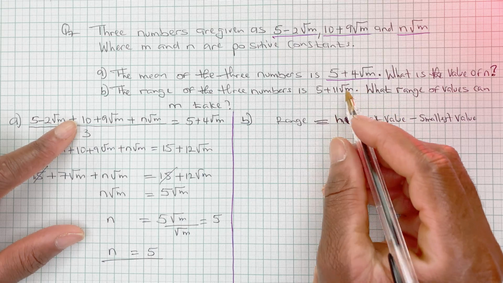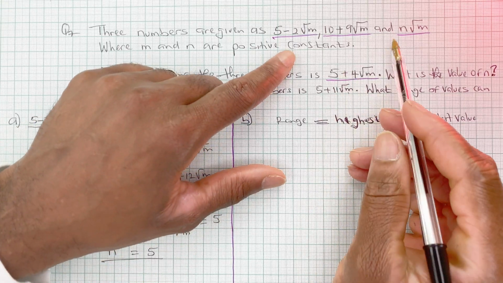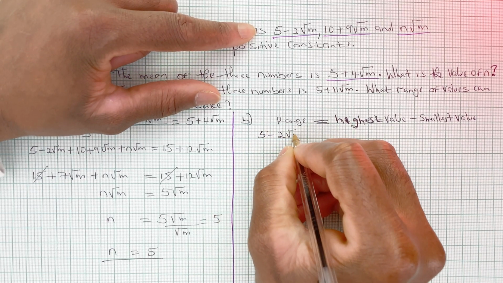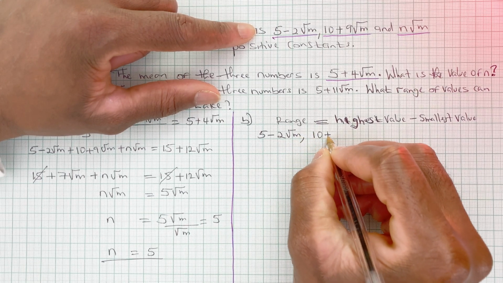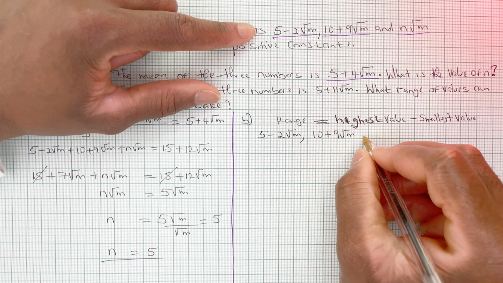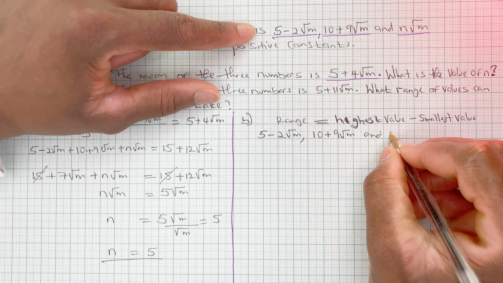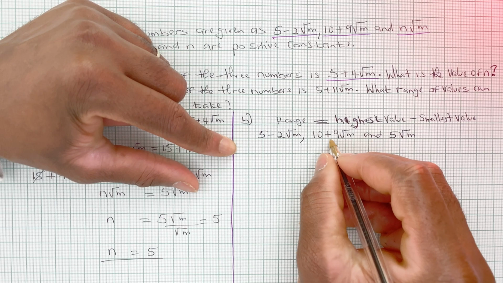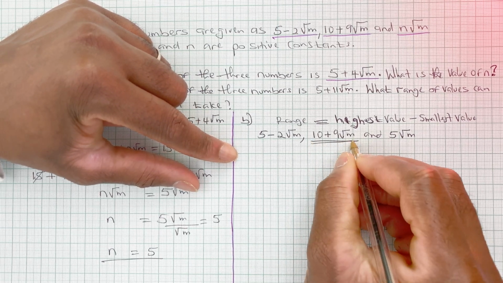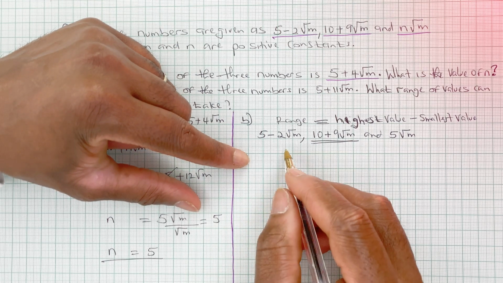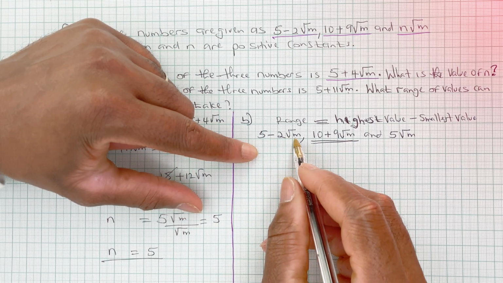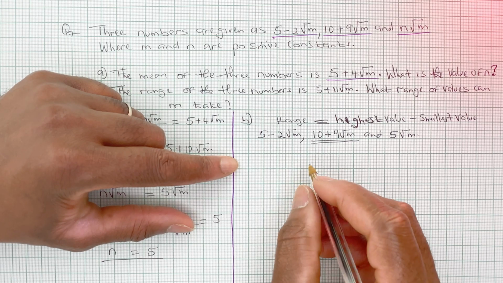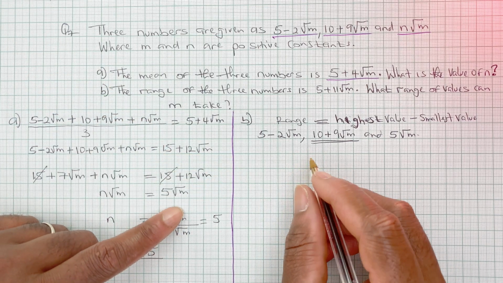And now to find out which is the highest value, my values are 5 minus 2 root m, 10 plus 9 root m, and 5 root m. Obviously the highest value is 10 plus 9 root m. Now the smallest value is going to be between 5 minus 2 root m and 5 root m.